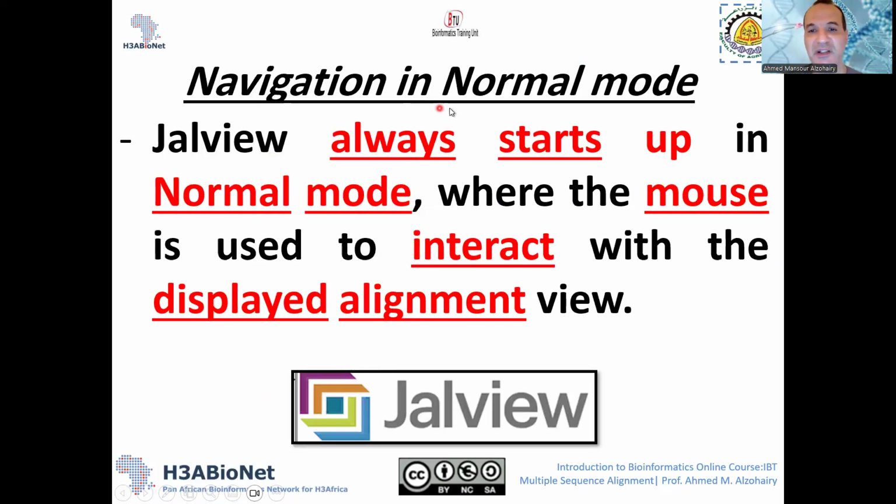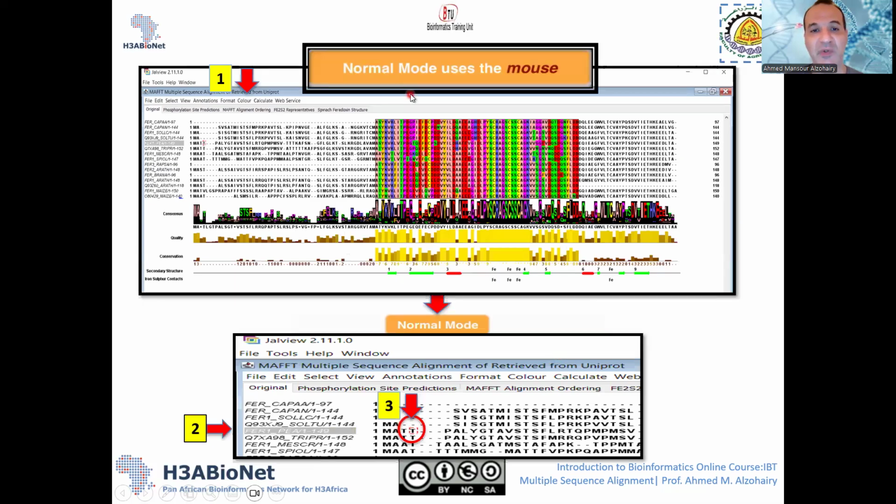Navigation in normal mode, we'll start with this one. It starts up when you just open Jalview. When you open Jalview, by default you will start in the normal mode, where the mouse, of course, is used to interact with the displayed alignment view. Like this one, this is the normal mode. You can use the mouse, as you can see.